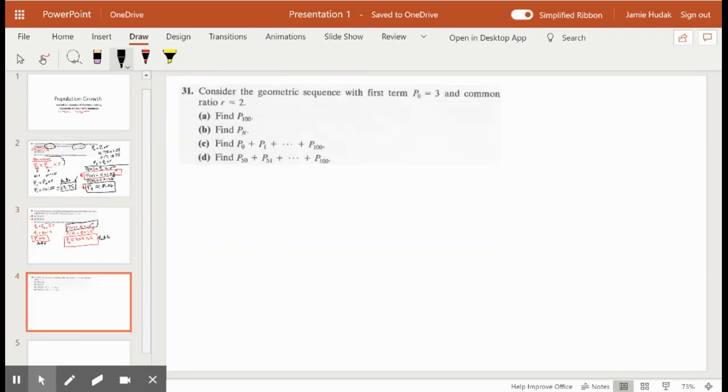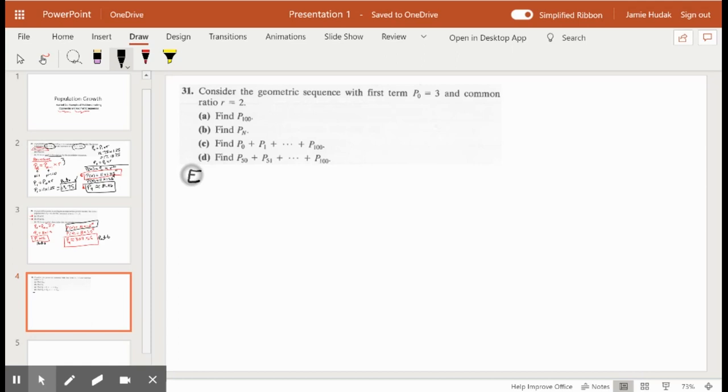So now we're on problem 31 from the textbook's exercises, and it says consider the geometric sequence. As we said earlier, geometric and exponential are the same thing. They're used interchangeably. Consider the geometric sequence with a first term of P sub 0 equals 3 and a common ratio of R equal to 2. And part A wants us to find P100. Well, we're not going to do 100 terms recursively. We're going to jump right into the explicit formula.